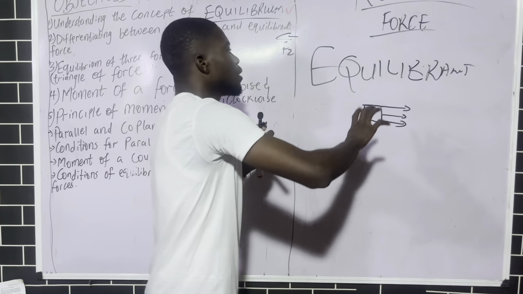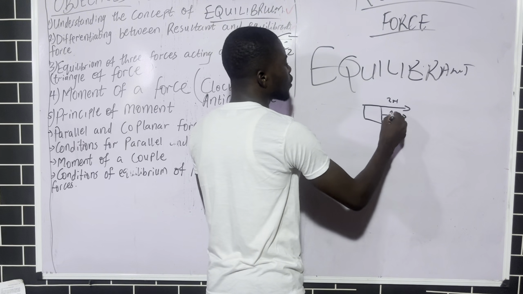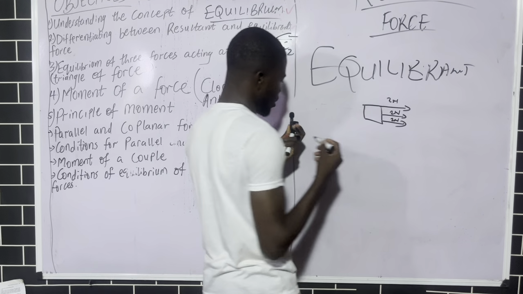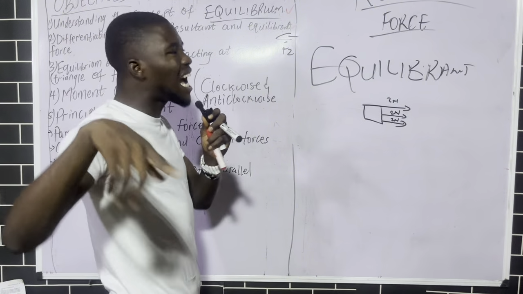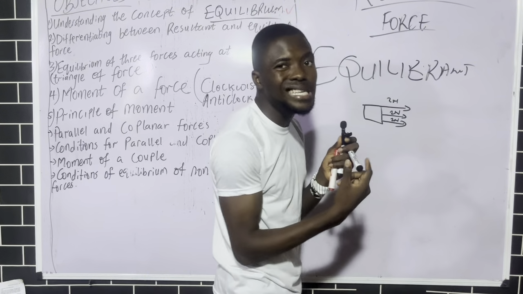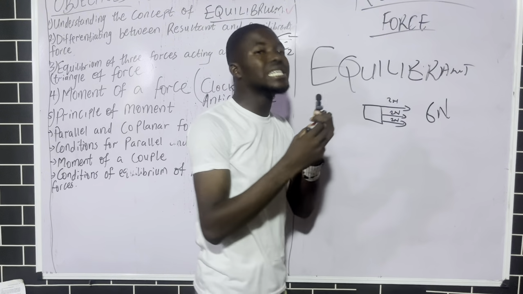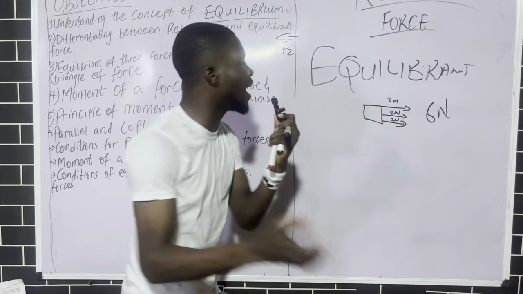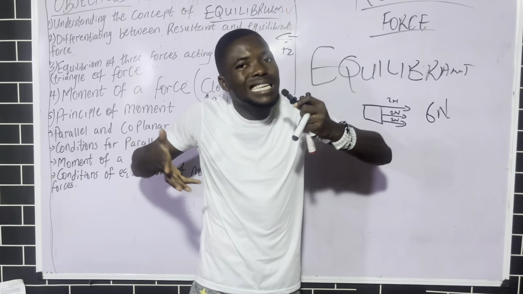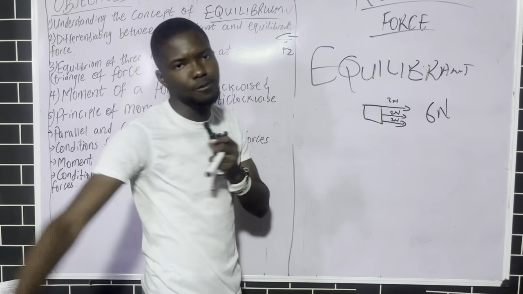So the first force is 2 Newton, the second force is 2 Newton, the third force is 2 Newton. So the total force that is making this body move to the right, is it 2 Newton? No, it is 6 Newton. So 6 Newton is the force making this body move to the right. This 6 Newton is the resolved version of these three forces. That is, we are adding these three forces together to give us this 6 Newton. This 6 Newton is what we call the resultant force.